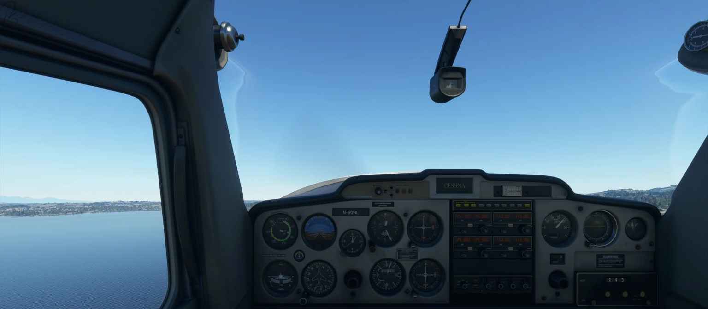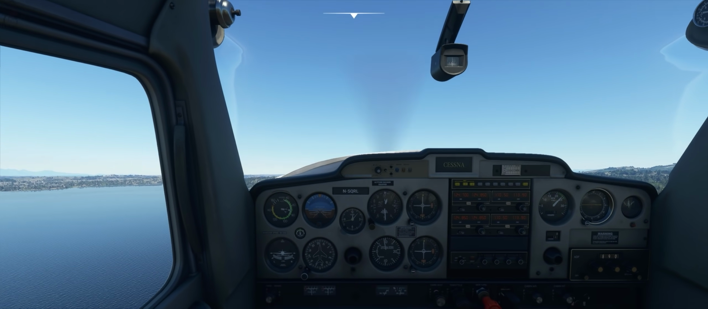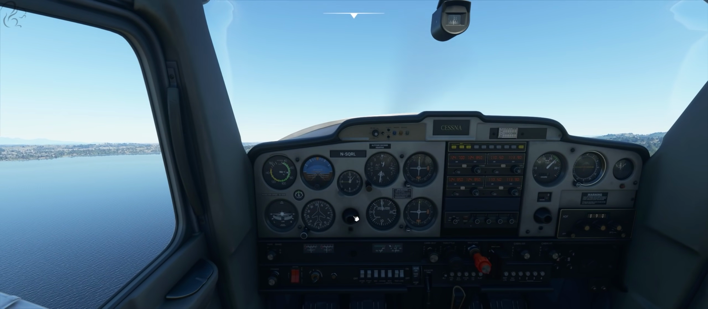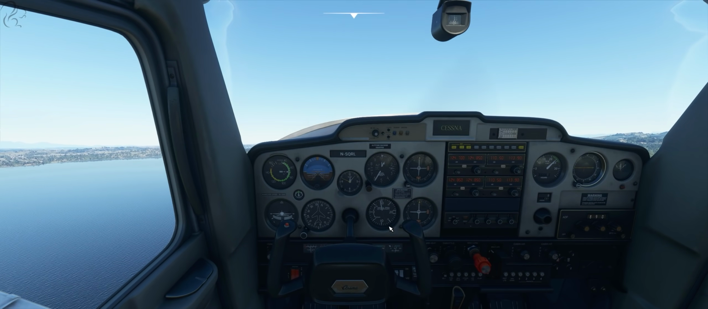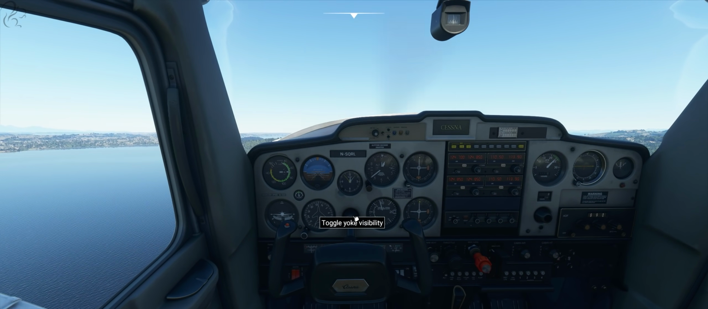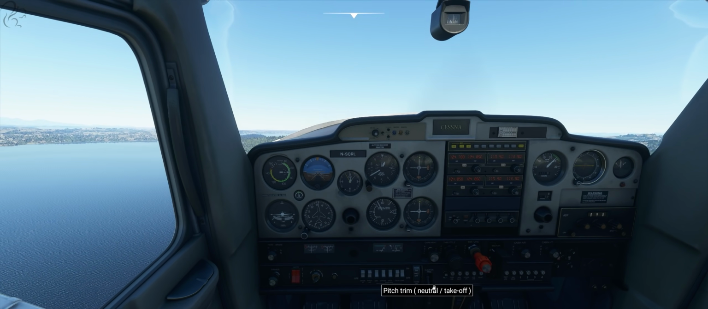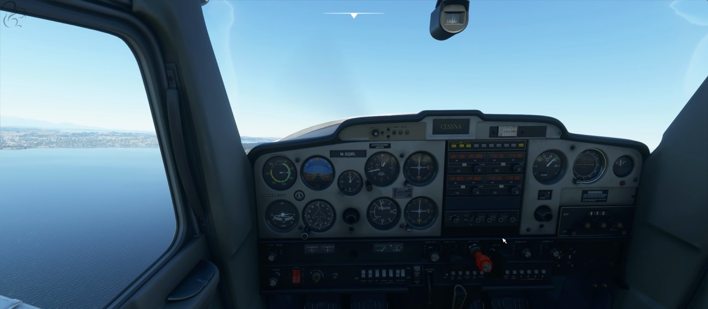So now will be a decent enough time to discuss trim, because right now I am pulling back on this stick. Put the stick back, you can probably see that I'm basically holding it in a back position just to keep that speed at 70 with full power. So what I'm going to do is manipulate the trim.